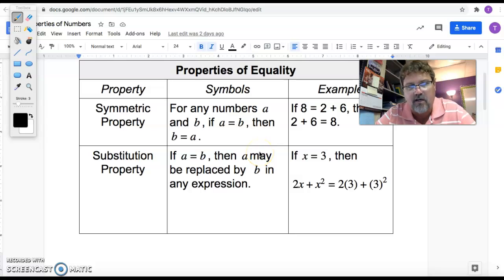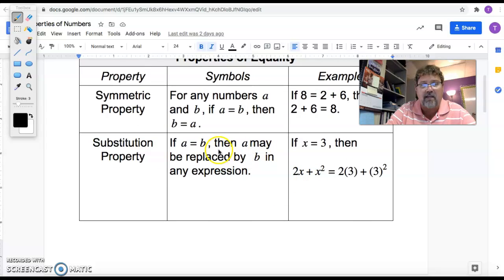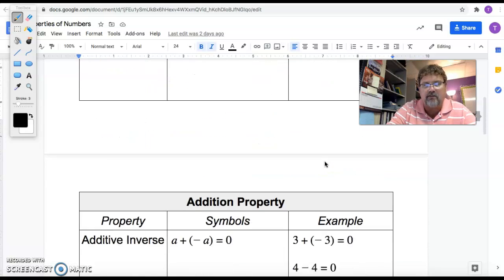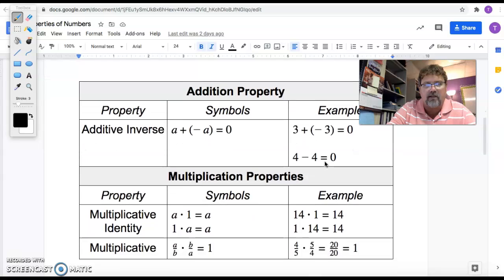Okay? So let's get to another property. This is the substitution property. I'm not going to show an example of this because I think this example here is pretty good. If A is equal to B, then A may be replaced by B in an expression. For example, in this expression right here, if x is 3, then I can plug 3 in for x. All right, that's just substituting things in. You're allowed to substitute. If they're equal, then they're equal.